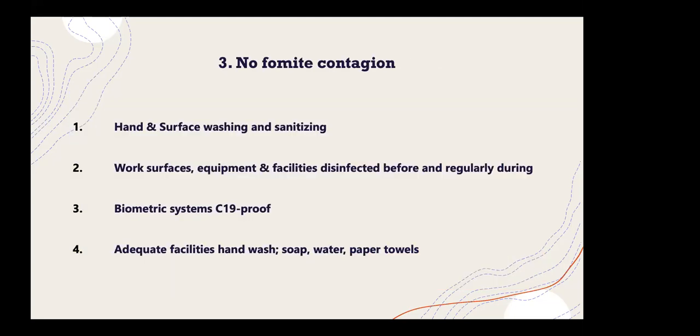The third one was the fomite contagion, the contagion of surfaces. So we have hand and surface washing and sanitizing. That's your own hands. Then it's work surfaces and equipment and facilities. Then there's a legal requirement on the biometric systems to be COVID-proof, so some form of system to clean before and after you use a biometric system. And then there's the supply of adequate facilities, as Karen went through, soap, water, and paper towels.